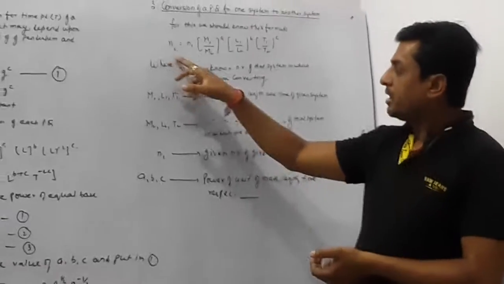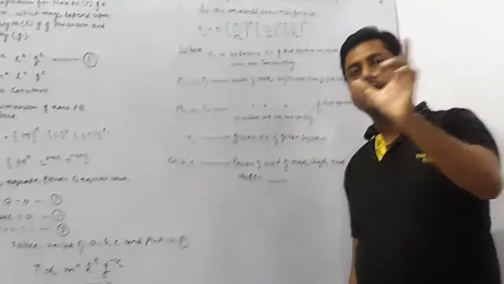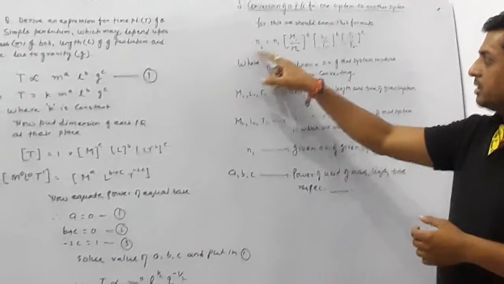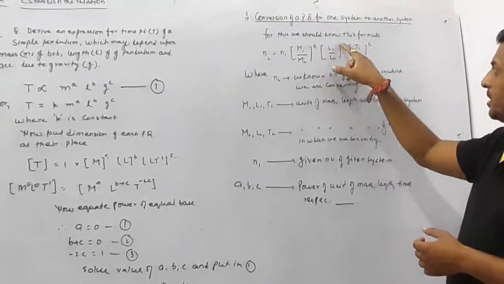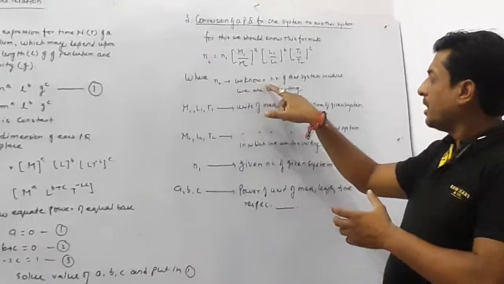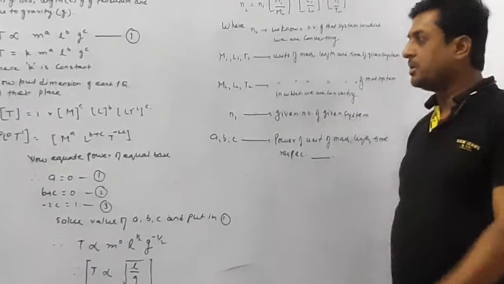How? For that, you should remember this formula. This formula comes from n1u1 equals n2u2, which I told you in my previous lecture. So now n2 equals n1 (m1/m2)^a (l1/l2)^b (t1/t2)^c, where n2 is the unknown numerical value in the system to which you are going to change.